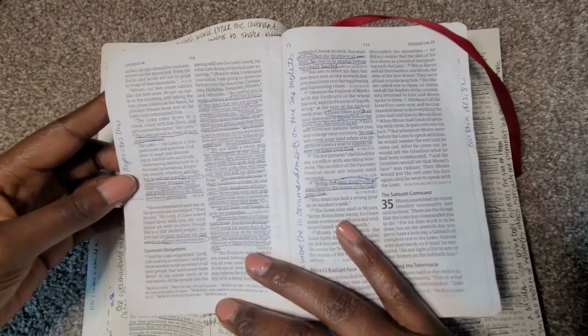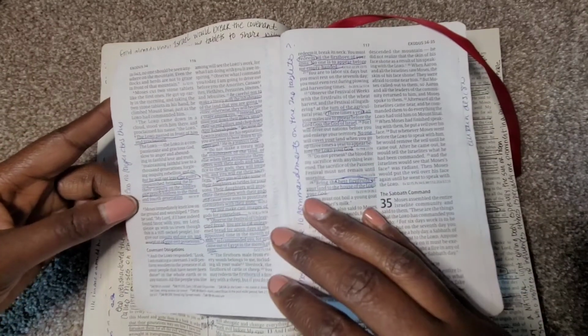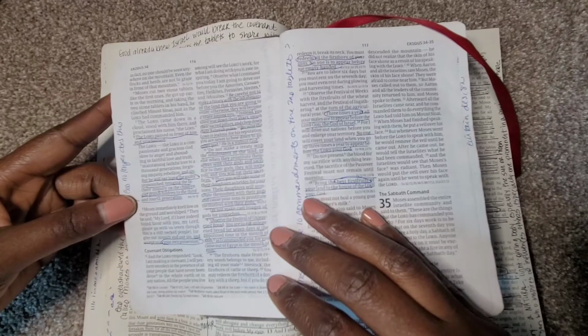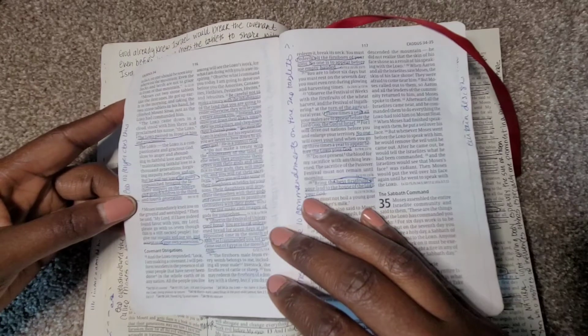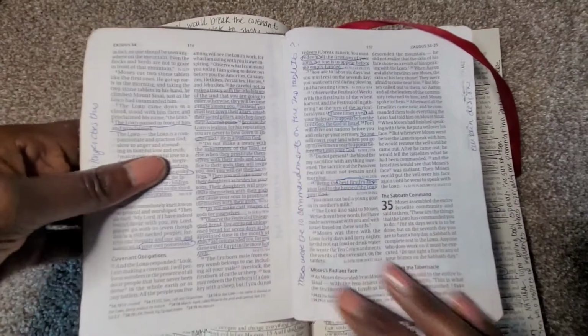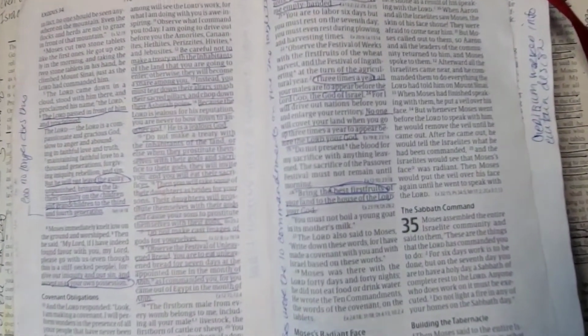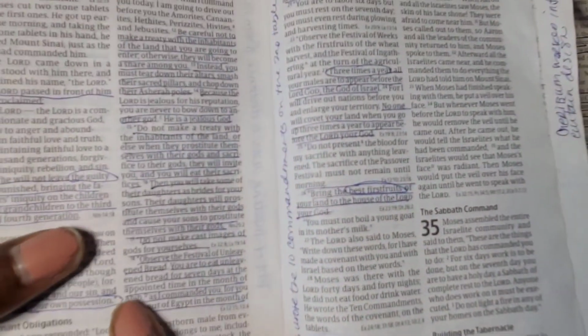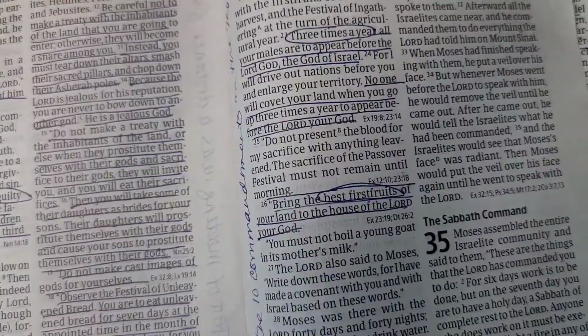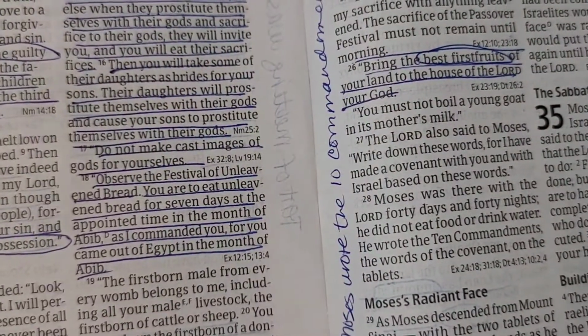Let's start at Exodus 18. So it says, if you can see this, let me just enlarge this a little bit. So we're going to start here at Exodus 18. Let me make it a little bit bigger. There we go. All right.